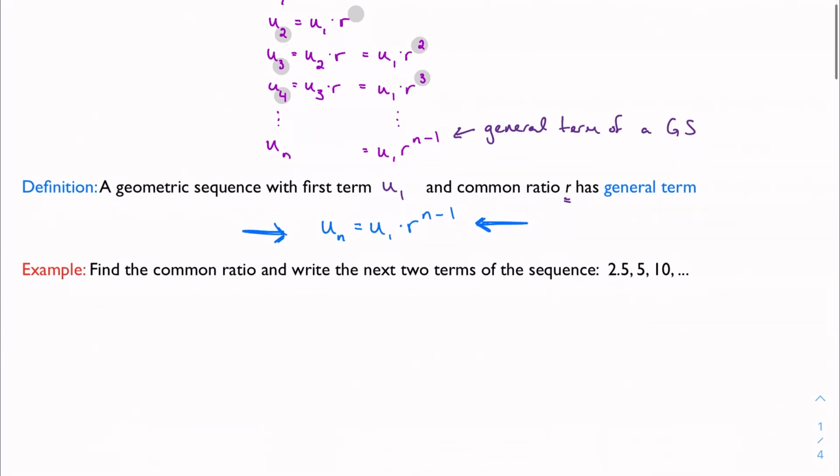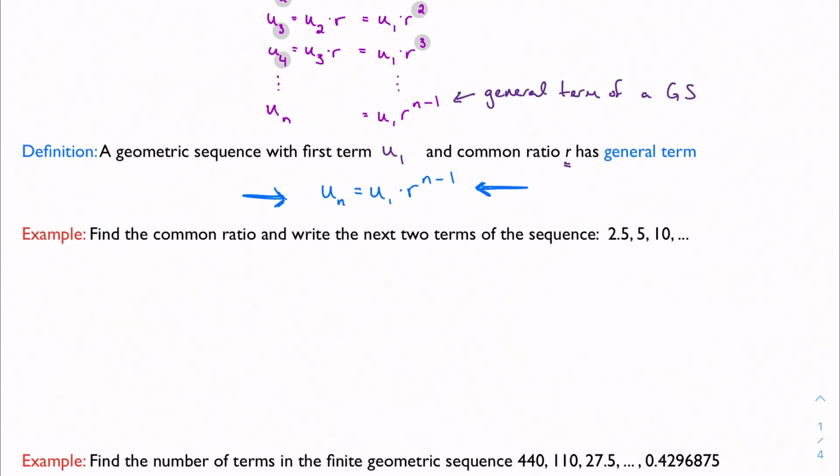So for example, find the common ratio and write the next two terms of the sequence. So let's look from term to term. I just want to know, what do I have to do from 2.5 to get to 5? And also from 5 to get to 10? And I obviously can't add the same thing, but I can multiply the same thing. I'm doubling each time. So I'm multiplying by 2. So my common ratio is 2. And the next two terms, well, I'm going to double it again and double it again: 20 and 40.